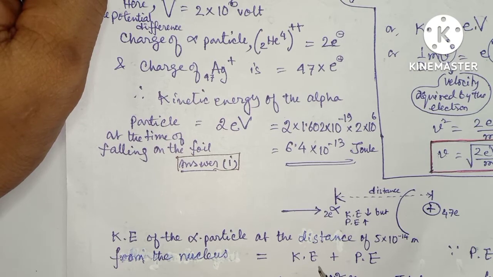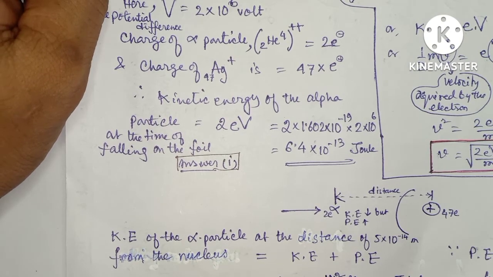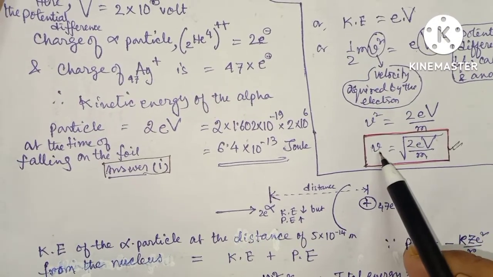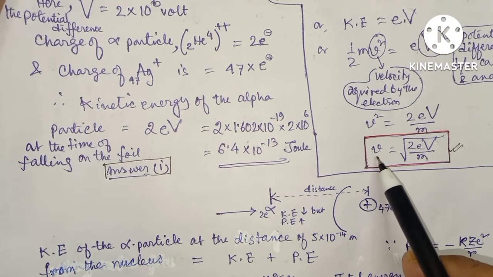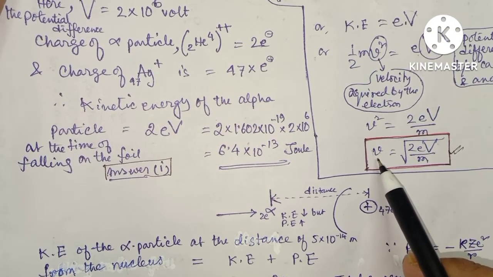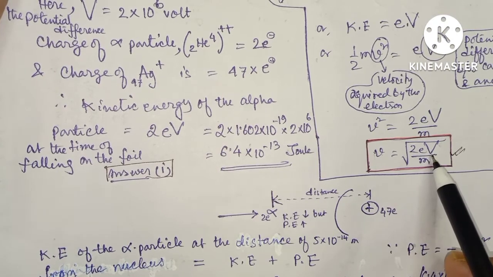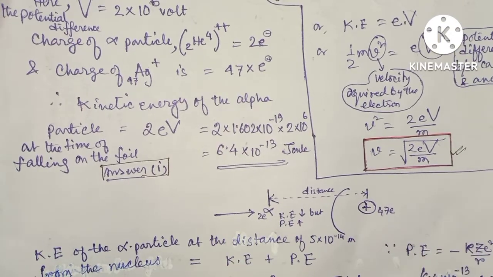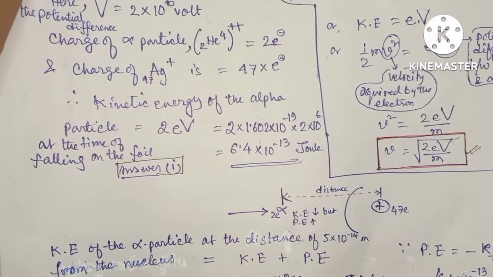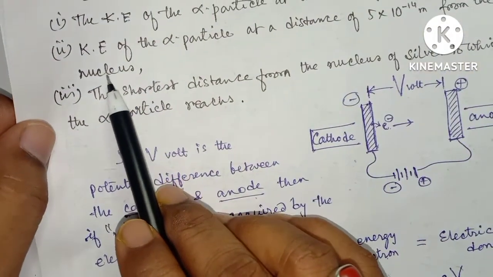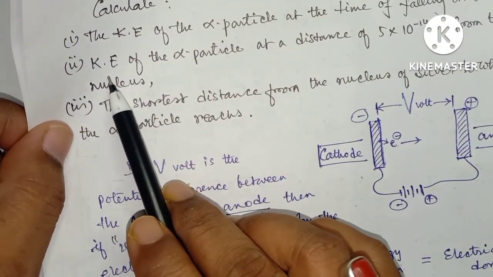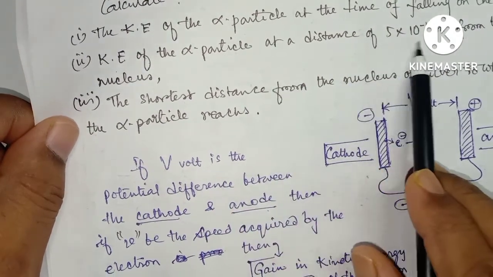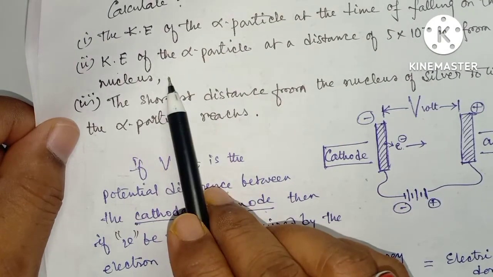Hope it is clear to all of you, and we have learned a new formula for how to calculate the velocity of an electron ejected from the cathode and running towards the anode due to electrostatic force of attraction in the presence of a potential difference V. So it would be an important formula. Now, if we want to calculate the second part of the question, the kinetic energy of the alpha particle at a distance of 5 into 10 to the power minus 14 meter from the nucleus.